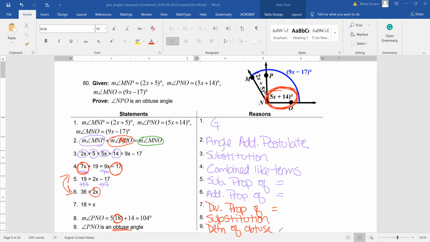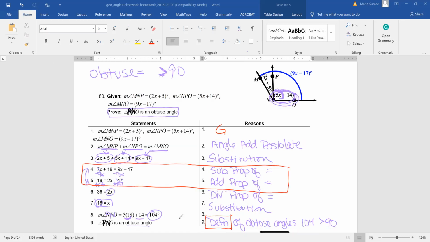So by the definition of obtuse, PNO is an obtuse angle because 104 is greater than 90 and 104 is less than 180, which follows the definition of an obtuse angle. And that concludes the problem solving section for Introduction to Proofs.